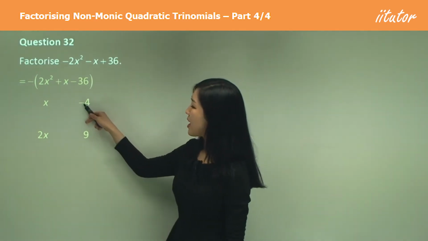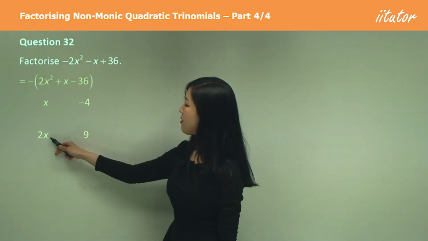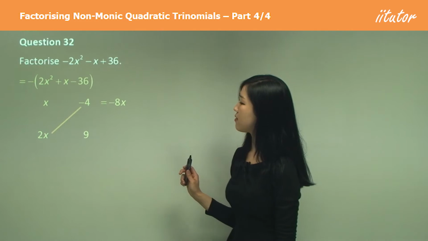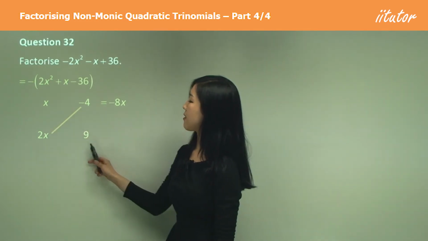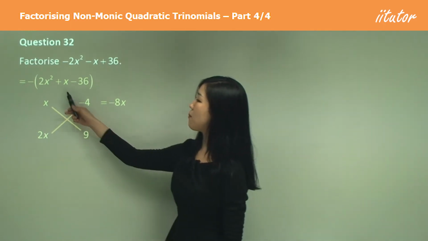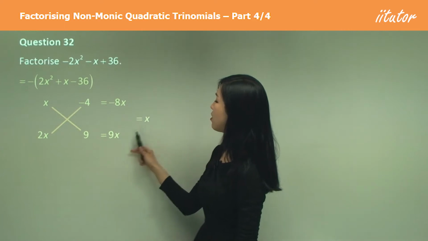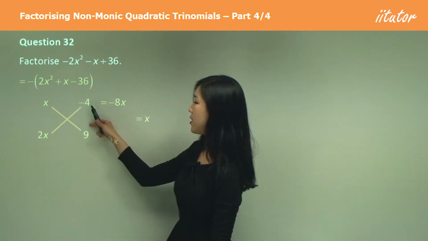Now I'm going to put negative here and a positive here because, have a look, 2x times negative 4 is negative 8 and x times 9 is 9x. And you can see we want a positive x. So I'm going to put negative 8 plus 9, which makes the positive x. That's why I put the negative here.